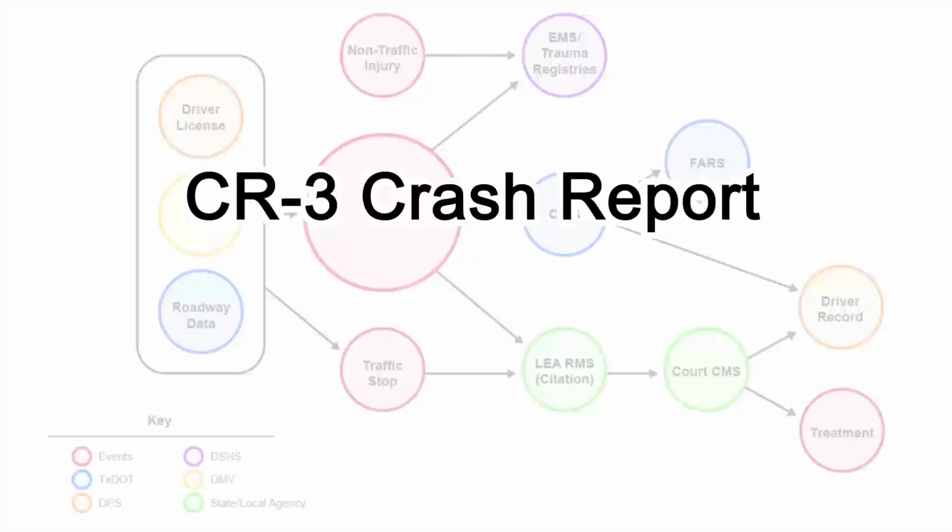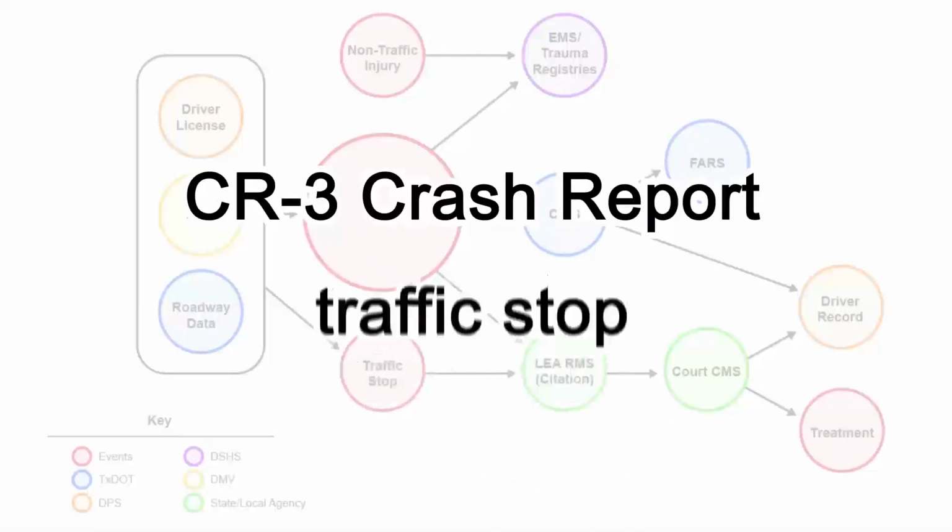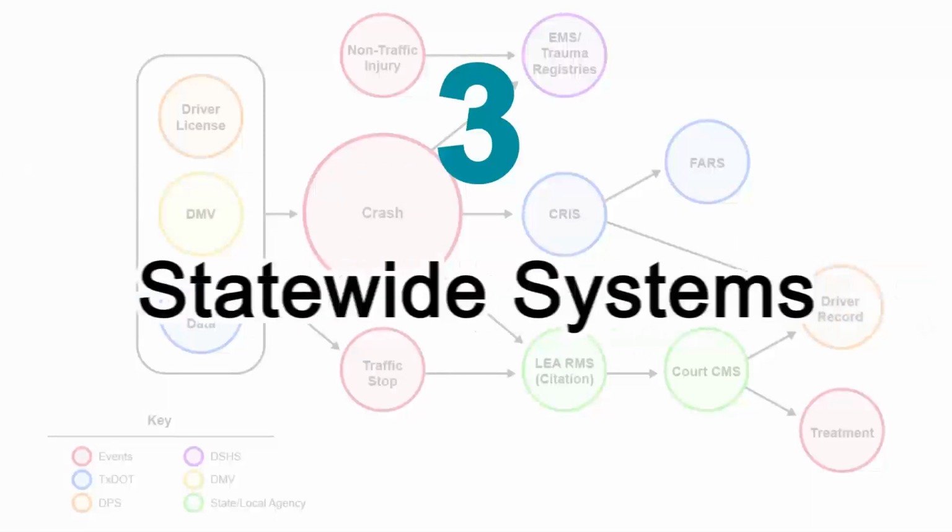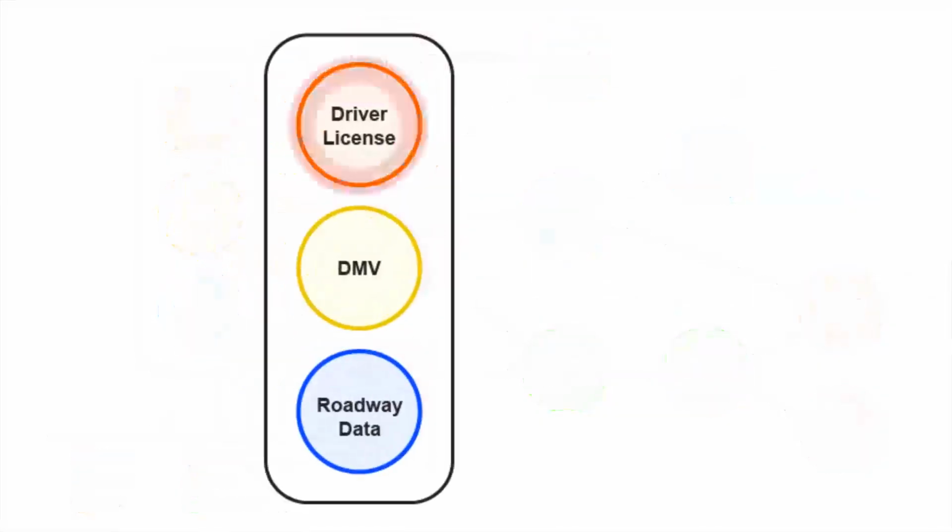When you complete a CR-3 crash form or make a traffic stop, you access data from 3 statewide systems through your agency software: driver's license, Department of Motor Vehicles, and the roadway data system. These data systems provide you with the information to support your safety.